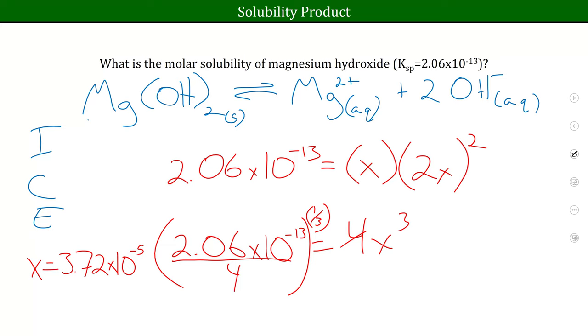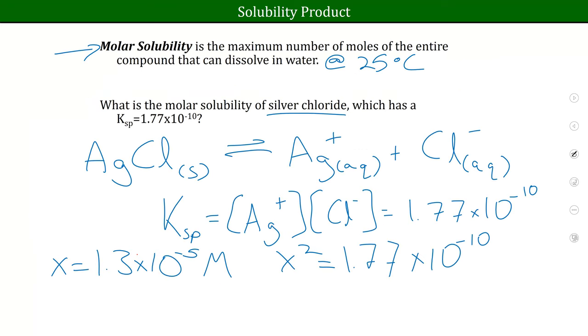So, mathematically and algebraically, it can get a little bit trickier to solve for X if it's a higher power and you have these other coefficients in there. But really, it's the same process every time for Ksp. With one caveat.